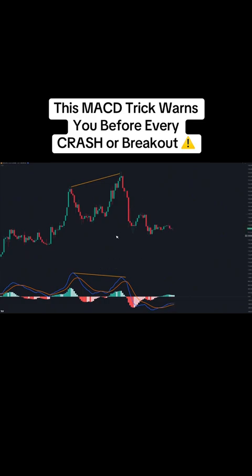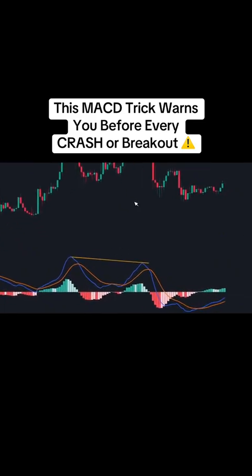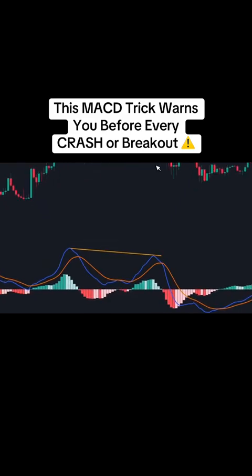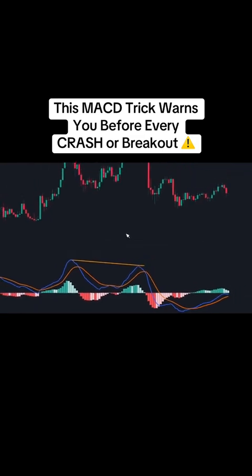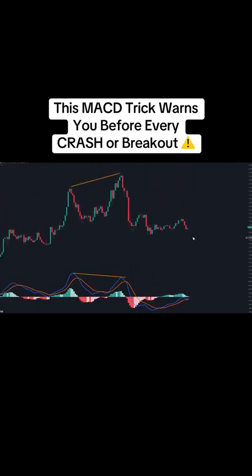Next time you see everyone calling for a breakout, look down at your MACD. If it's not agreeing with the price, maybe the real move is about to go the opposite way. And that's how you get ahead of the crowd, by reading what momentum is whispering before price even shows it.